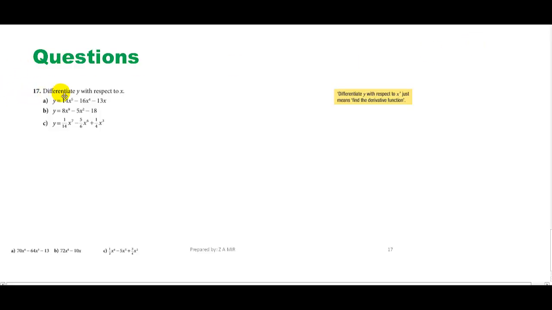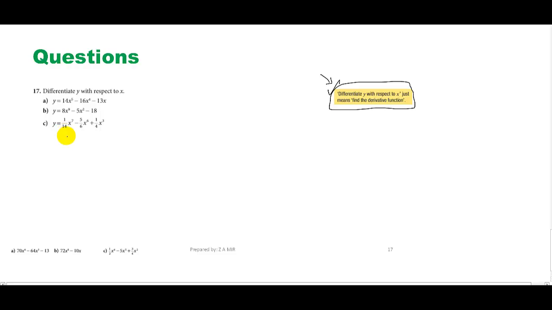So can you read this question? Question number 17. Differentiate y with respect to x. So it is saying differentiate y with respect to x. This is another way of saying find the derivative of this function. So when it says differentiate y with respect to x, it means find the derivative. Okay, so please note it down. Differentiate means find the derivative. So it is the same again.